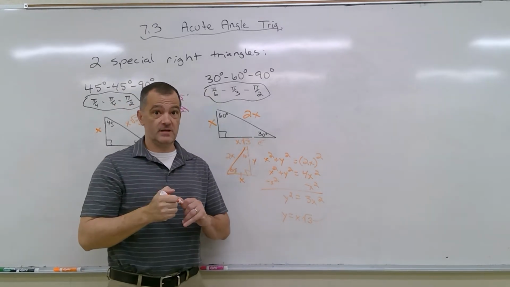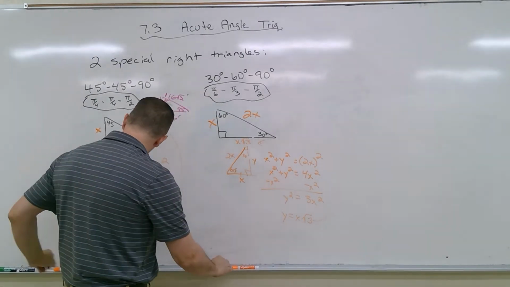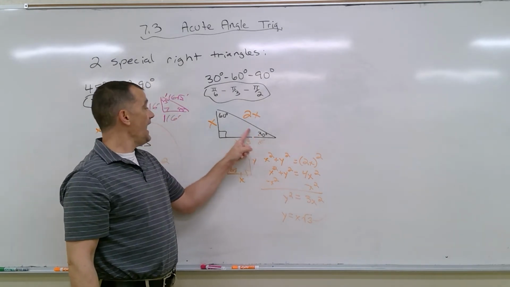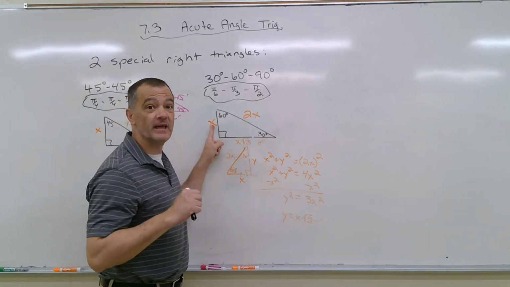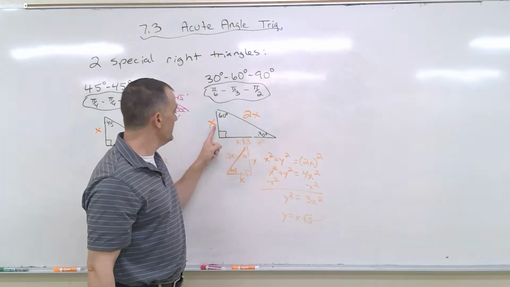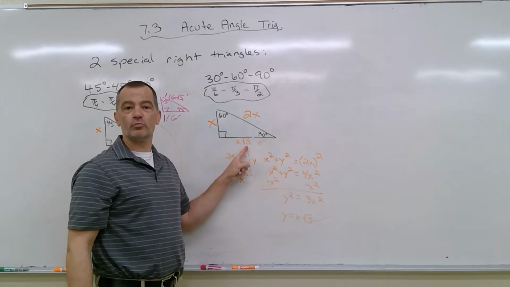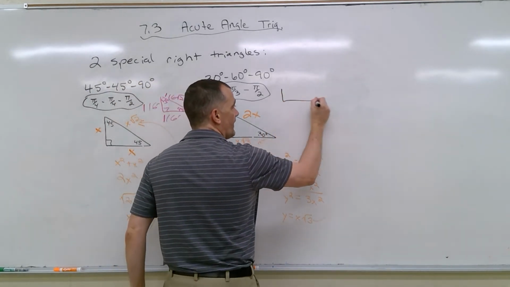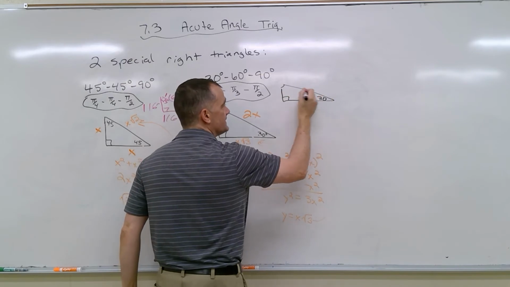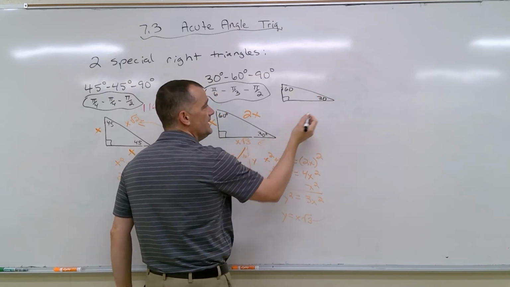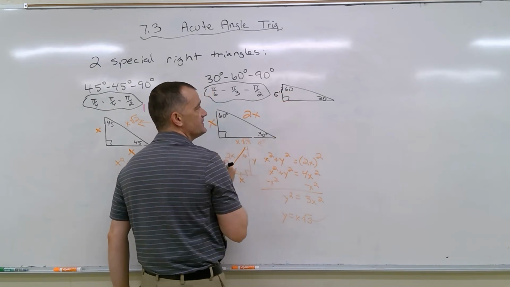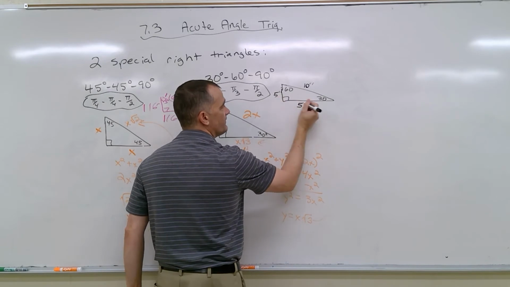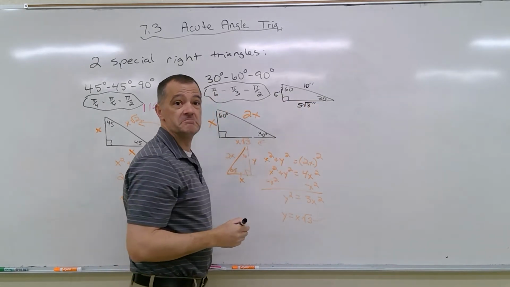In other words, the relationship in a 30, 60, 90 degree triangle is the hypotenuse is twice as long as the shorter leg. The shorter leg is the leg opposite the smallest angle. And the other leg is the square root of 3 times as long as the shorter leg. A quick example: if I gave you a 30, 60, 90 degree triangle, and the side opposite 30 was 5 inches, then the hypotenuse would be 10 inches, and the side opposite 60 would be 5 square roots of 3 inches.